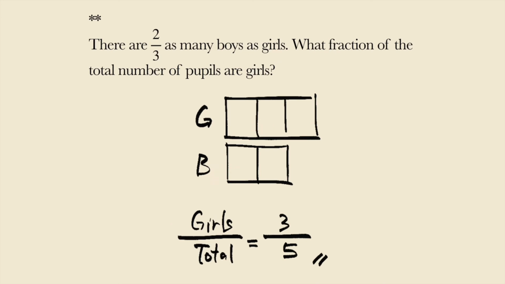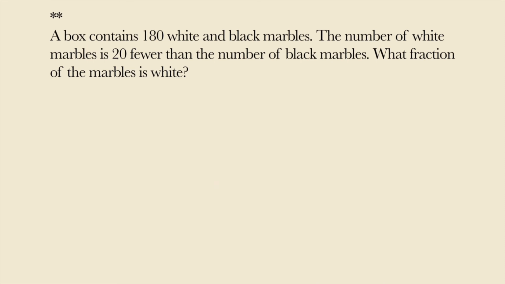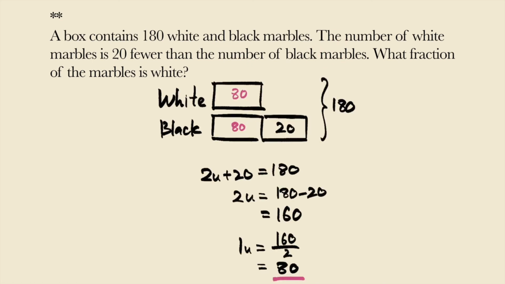Okay, now girls must be 3 units. Total children is 2 plus 3, that's 5. A box contains 120 white and black marbles. The number of white marbles is 20 fewer than the number of blacks. Now, this is easy to work with, okay? So if we have white being 20 fewer, that also means blacks 20 more.